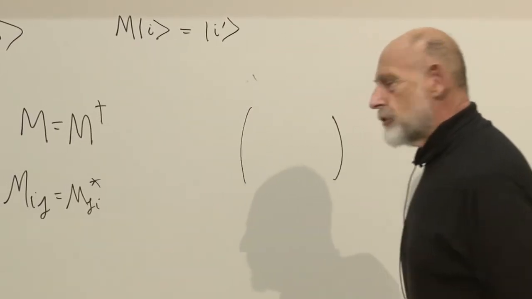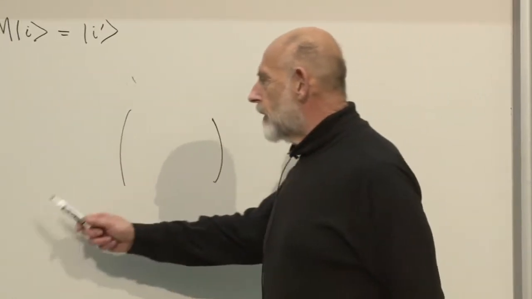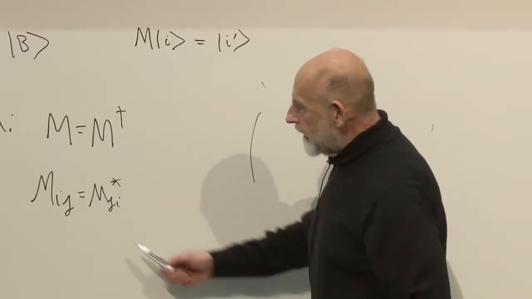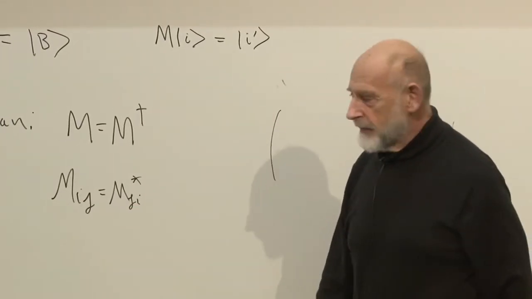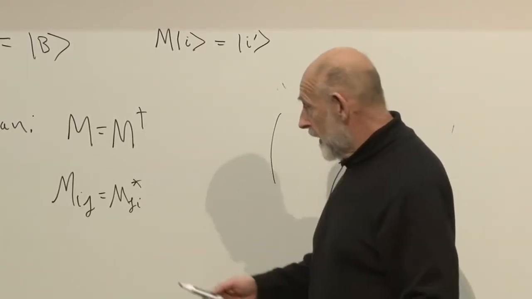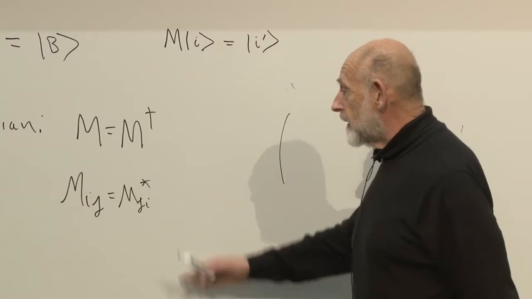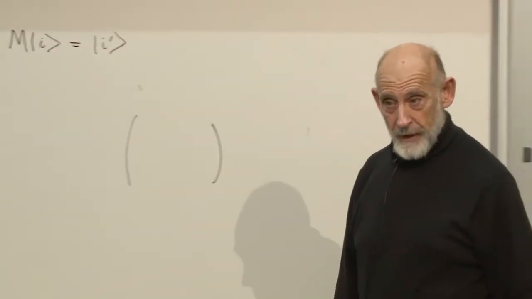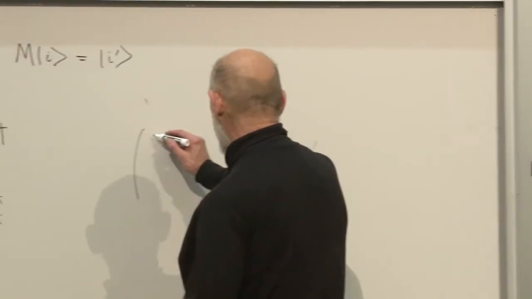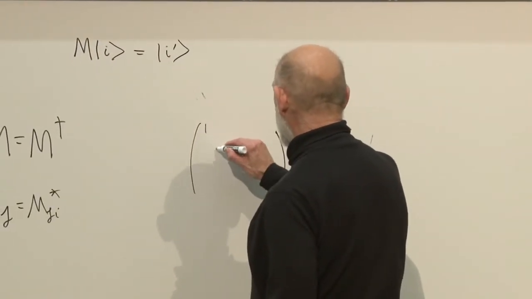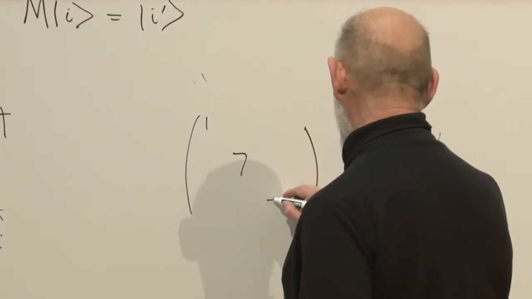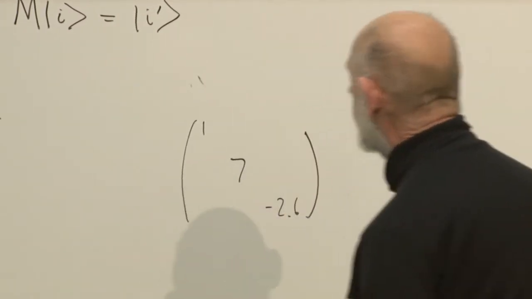The first thing about Hermitian matrices is their diagonal elements are always real. Take a diagonal element. For a diagonal element, i and j are equal. Ij is the same as ji if on the diagonal. So for the diagonal elements, they're always real. So a Hermitian matrix, first of all, has real diagonal elements. 1, 7, I don't know, I like 7. Minus 2.6 on the diagonal.